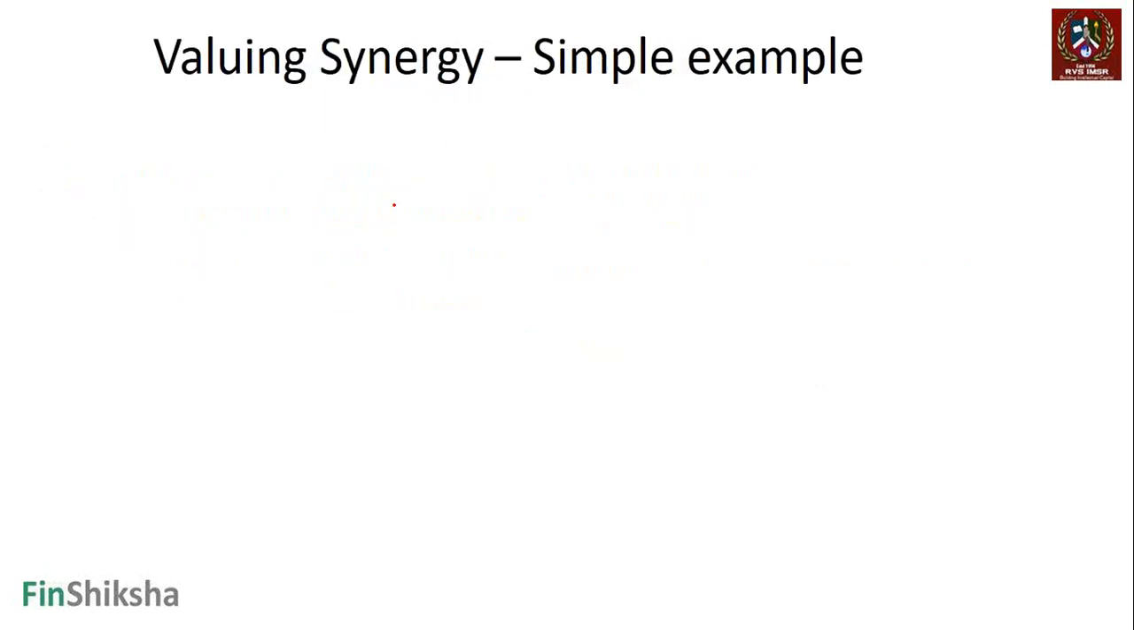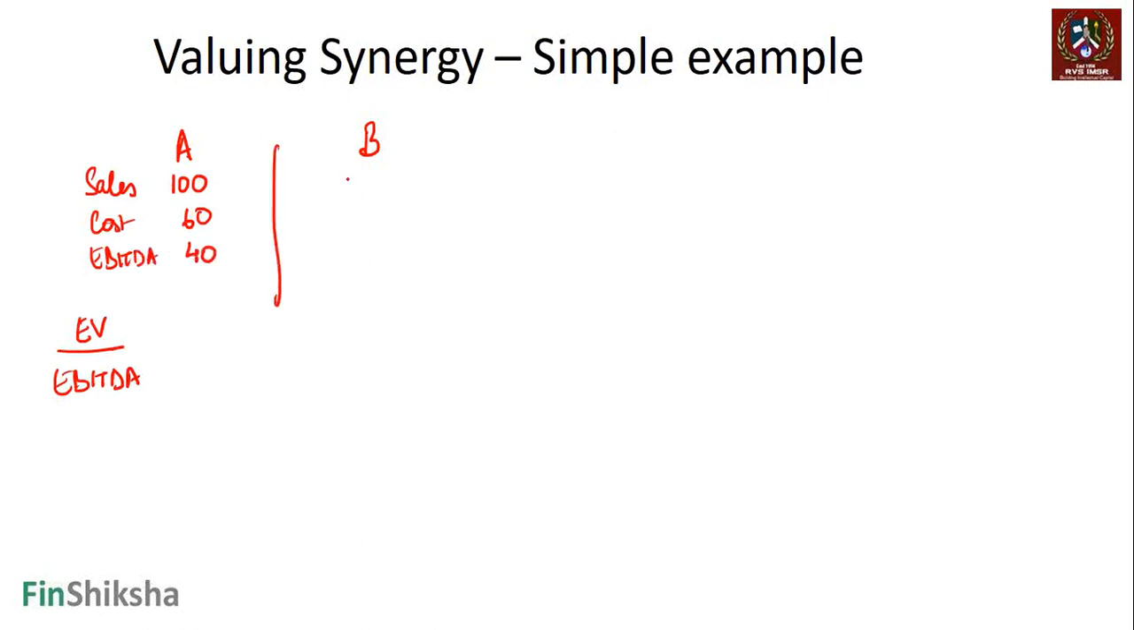Now let's try and understand a simple example and see how we are going to value it. Let's assume there's a company A and there's a company B, and we're going to value it based on enterprise value to EBITDA, right? Now let's assume A has sales of 100 and costs of 60, which gives an EBITDA of 40, right? B has sales of, let's say, 200. B has costs of, let's say, 100, and that gives an EBITDA of 100.